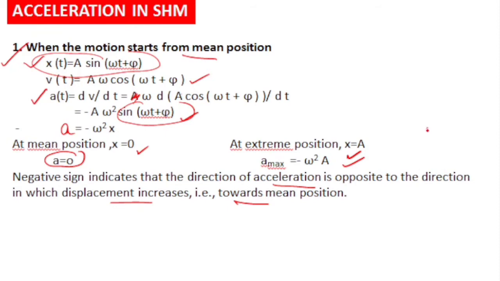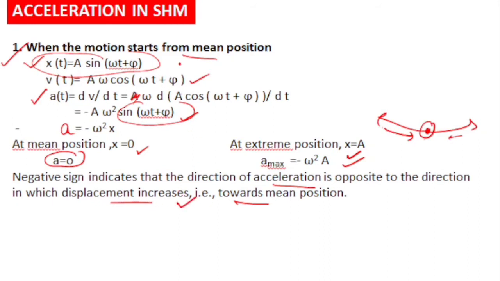Suppose this is the mean position and the body is moving in this direction, so acceleration is acting in the opposite direction. If the body is moving in this direction, acceleration is acting in this direction. It is always acting towards the mean position, opposite to the direction in which the displacement increases.